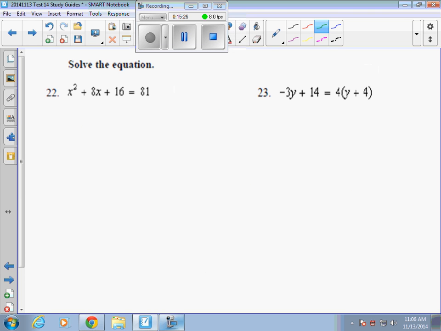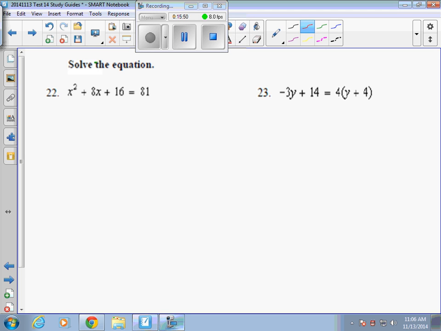22 is just solving these equations. Now we're getting back to quadratics. x squared plus 8x plus 16 is equal to 81. You want to make it equal to 0. Okay, instead of making it equal to 0, this is one of those instances where you're going to have to complete the square right here.